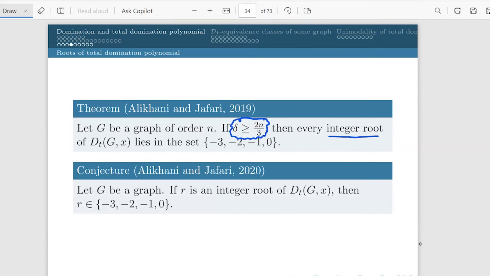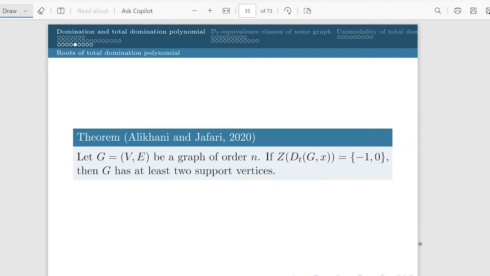But by this conjecture, we have another question in mind: is it possible that we have a graph with just two total domination roots? And the answer is yes. If the set of roots of the total domination polynomial of the graph is -1 and 0, then we can say G has at least two support vertices.